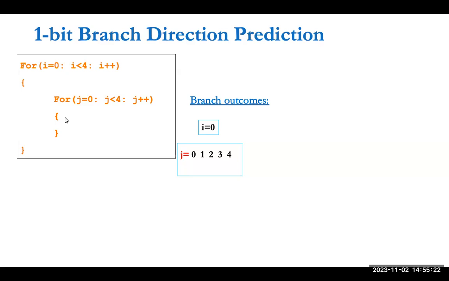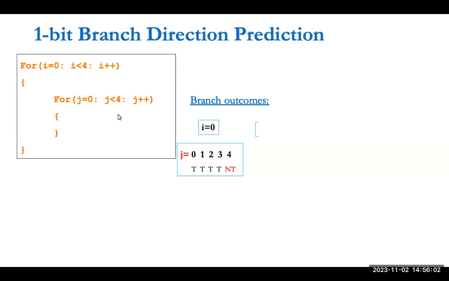So in this case, the branch actual outcome is, for i equal to 0 and j equal to 0, the branch will be taken. For j equal to 2 also, the branch will be taken. For 3 also the branch will be taken. When it reaches 4, the condition fails, and the branch outcome is not taken actually. Correct? So are you getting the point? Good. Okay. So this is the branch actual outcome.